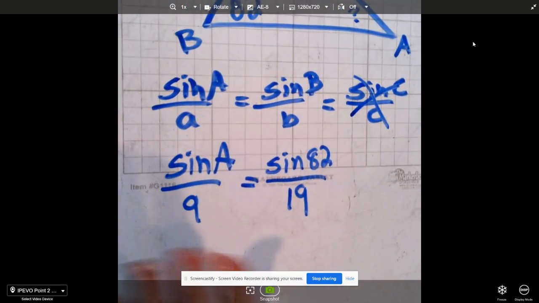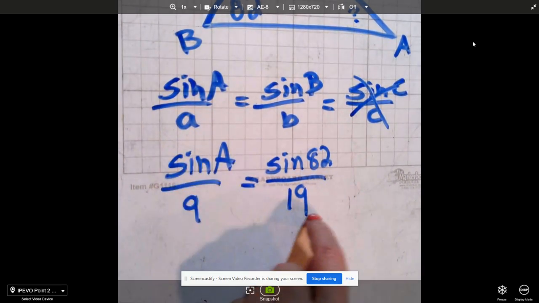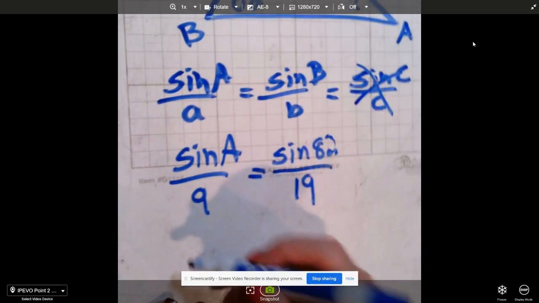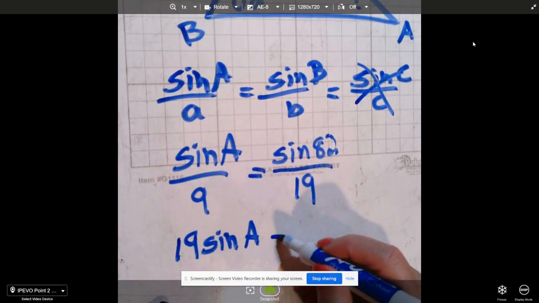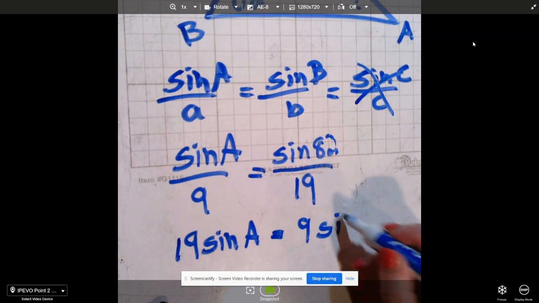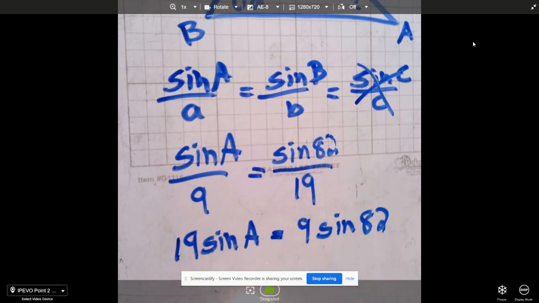I only need 2 of the 3 ratios in order to be able to solve this. So now I have a ratio. I have 3 constants and 1 variable, so I can go ahead and solve this. I'm going to cross multiply. So I have 19 times the sine of A equals 9 times the sine of 82.